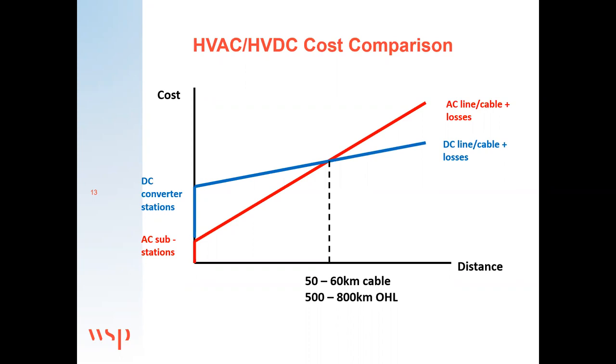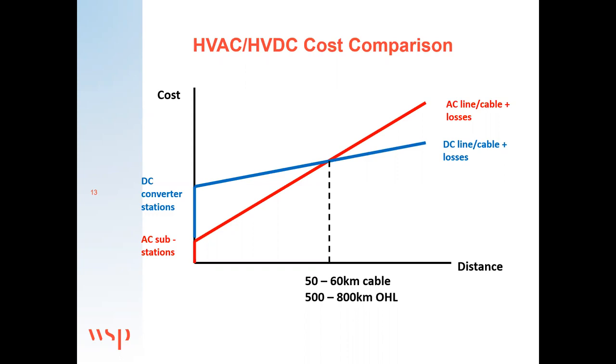And here I've shown it as, for overhead transmission line, somewhere between 500 and 800 kilometers, which probably explains why there are very few overhead transmission lines in Western Europe, because there are no long distances like this anywhere in Western Europe. There are a few overhead lines in Scandinavia, in Italy, but mostly in Europe, it's a cable scheme.